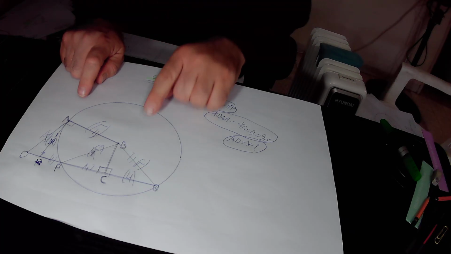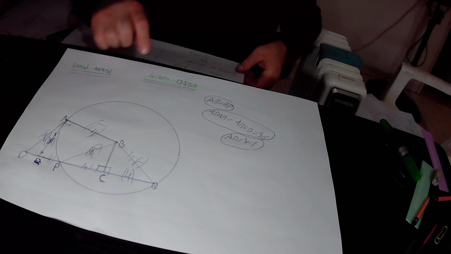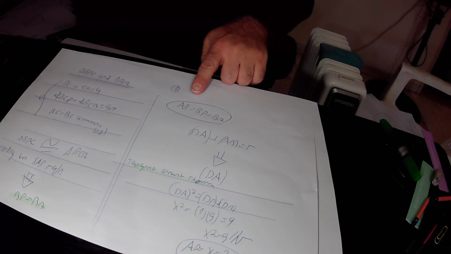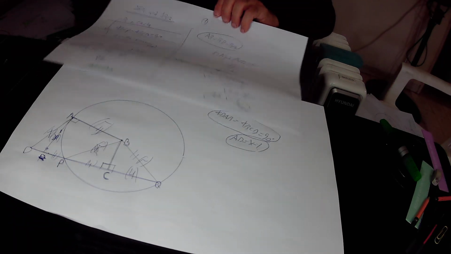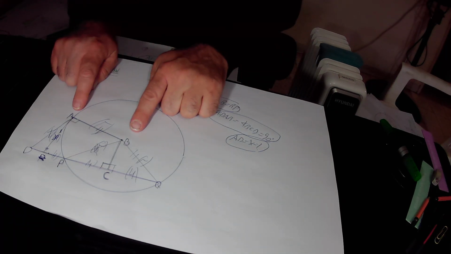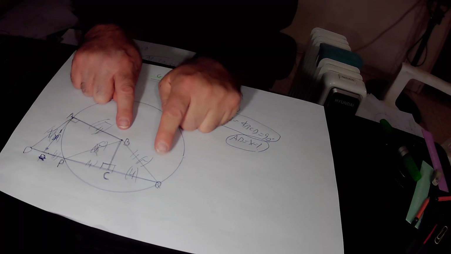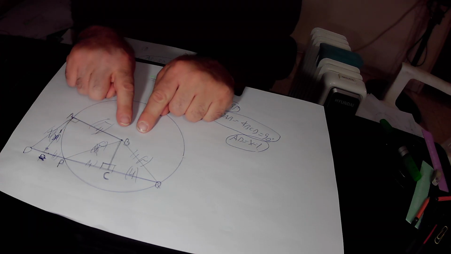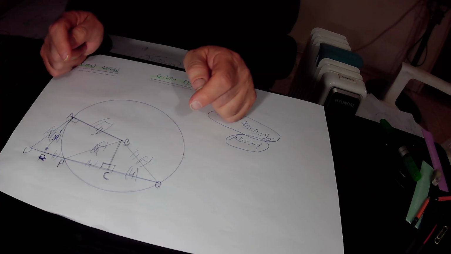And because of the fact that BA equals BP equals BQ, and BA is the radius of the circle, therefore BP and BQ must also be the radius of the circle that equals R. So BA equals BP equals BQ equals R. All those three line segments are the radius of the circle that equals R.